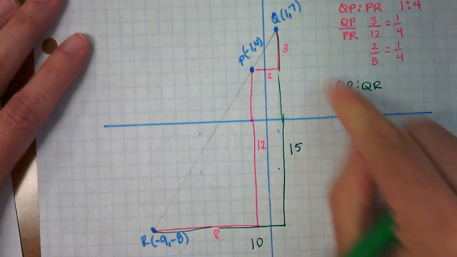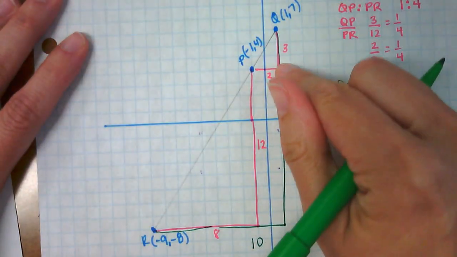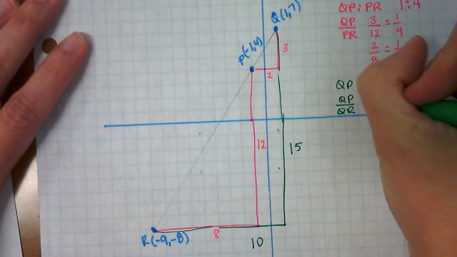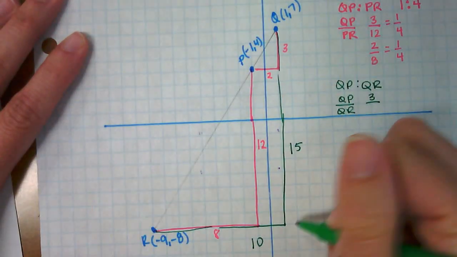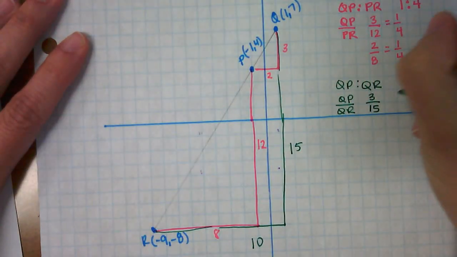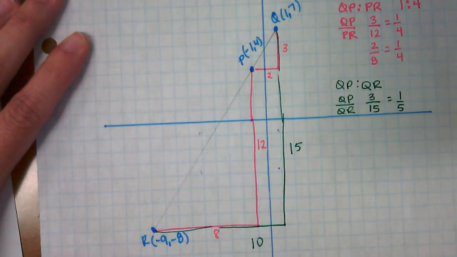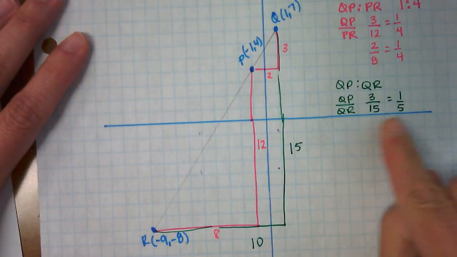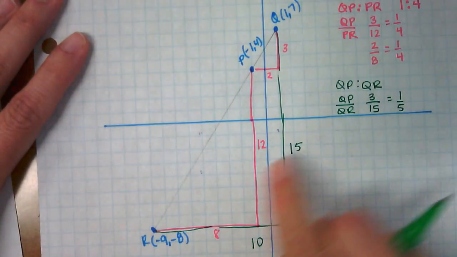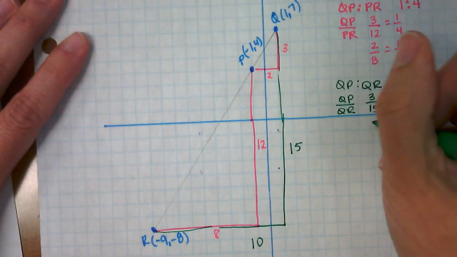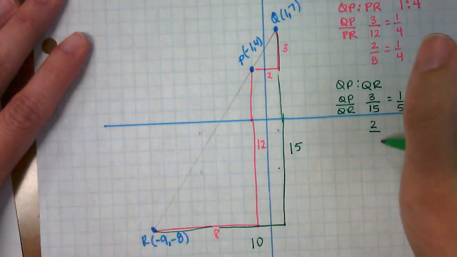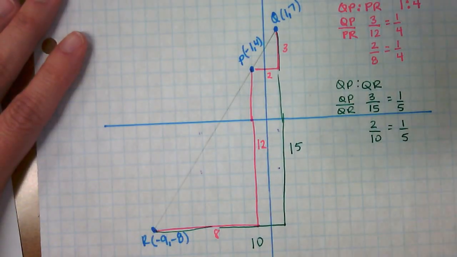So if I'm just doing Q to P, if I wanted to look at vertical distances, I'd have 3, and then vertical distance for QR, I have 15, that's 1 to 5. Again, I just type that in my calculator if I'm not sure. If I looked at horizontal distances, I'd have 2 to 10, which is also 1 to 5. Okay, so this one is going to be 1 to 5.